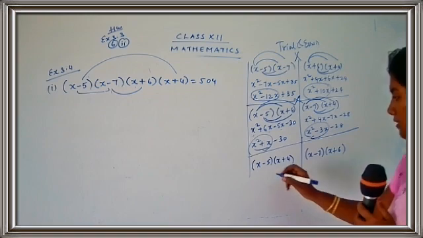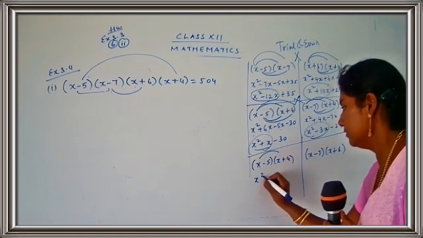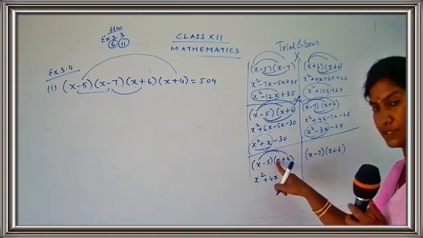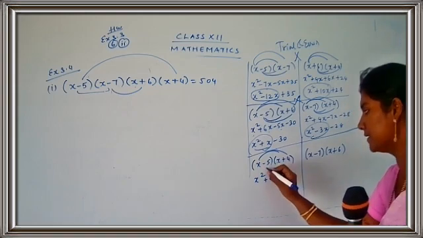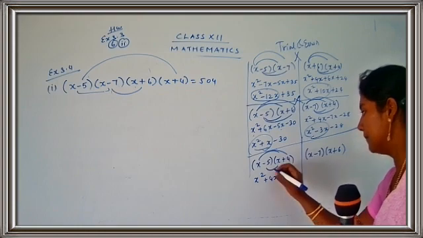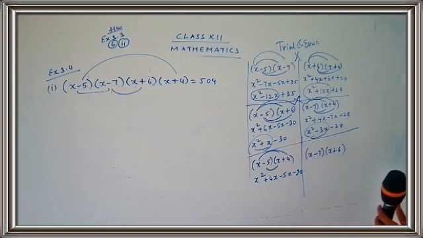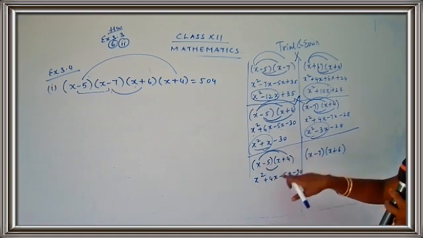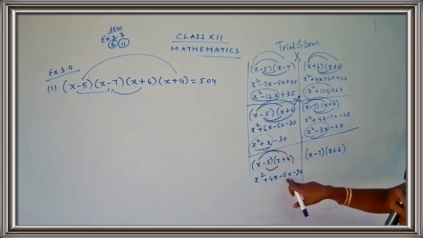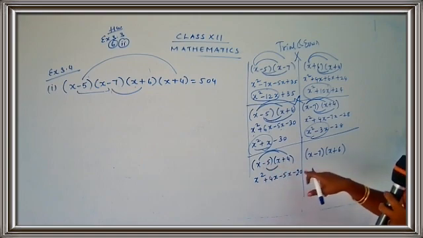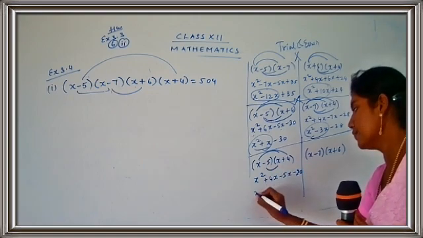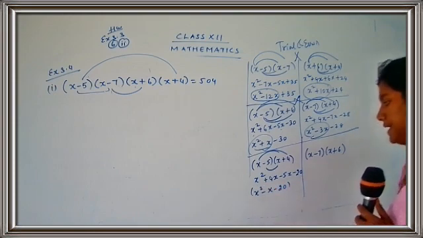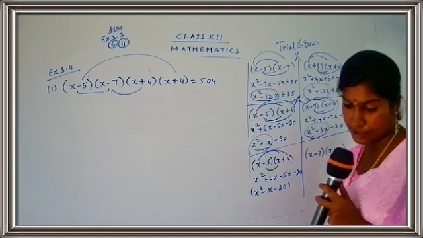Let us check. x into x, x square; x into 4, 4x; minus 5 into x, minus 5x; minus 5 into 4, minus 20. Okay, so it's x square minus x minus 20. I get x square minus x minus 20.